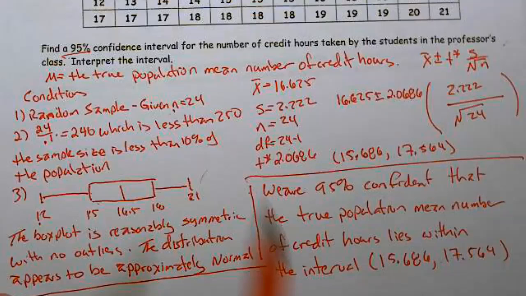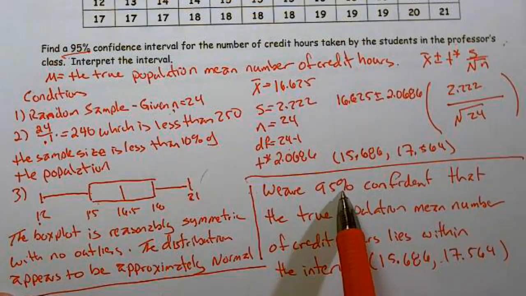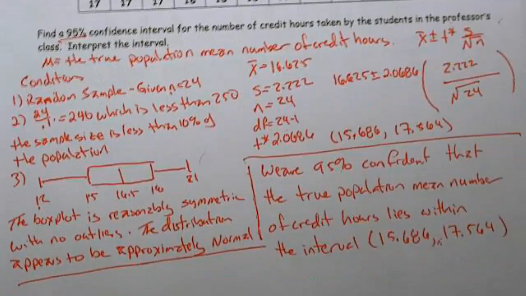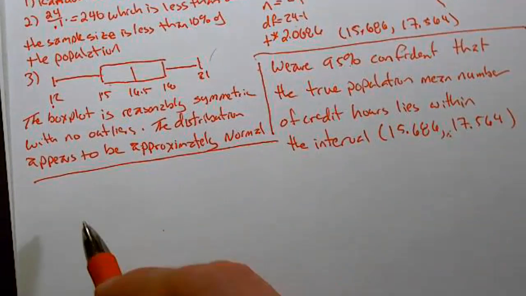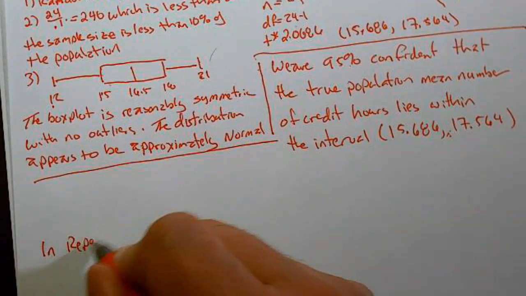And once again, true population mean number of credit hours, that came from up there. There's our confidence level, there's our interval. So basically, we really are just taking what we found. Now we need to interpret the confidence level. And that's number 12.